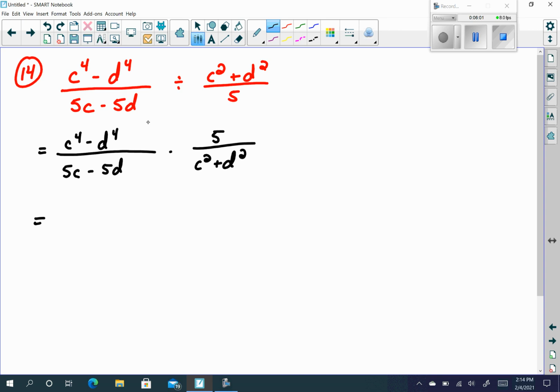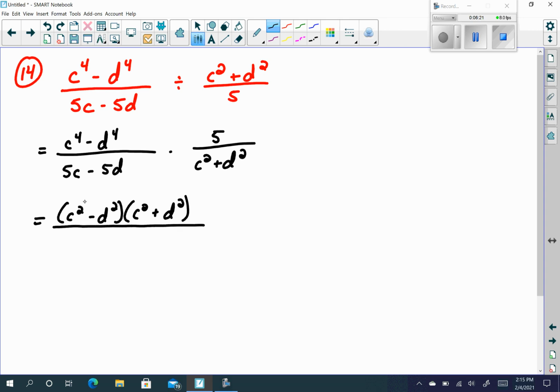C to the 4th minus d to the 4th is another difference of squares. It factors into c squared minus d squared, and then times c squared plus d squared. Square root of c to the 4th is c squared. Square root of d to the 4th is d squared. One plus, one minus. But guess what? That c squared minus d squared is going to factor again.